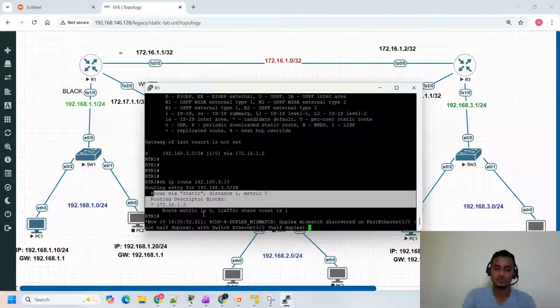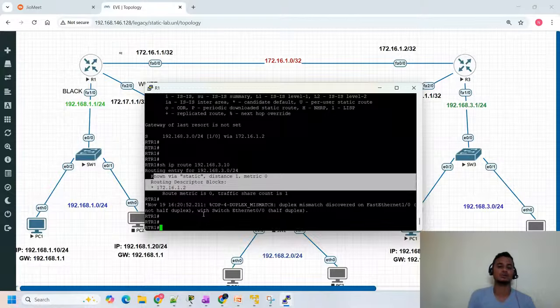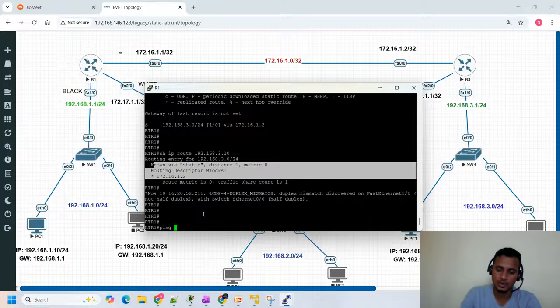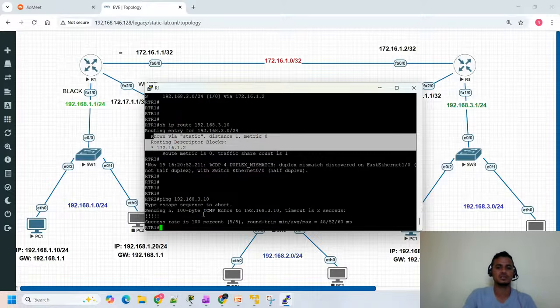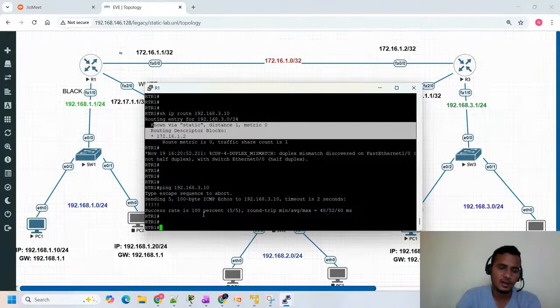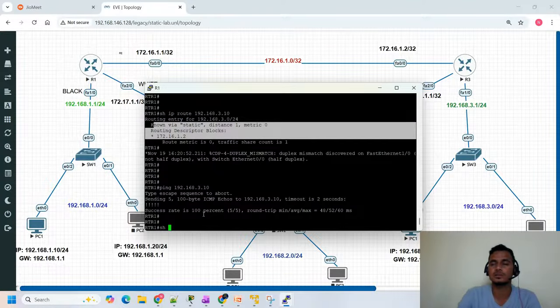So that's how we identify routes in production networks, guys: whether the route is learned via static, a dynamic routing protocol, or any other special routing protocol. Even from here, since from router 1 you can ping 192.168.3.10, you are able to reach it, see.